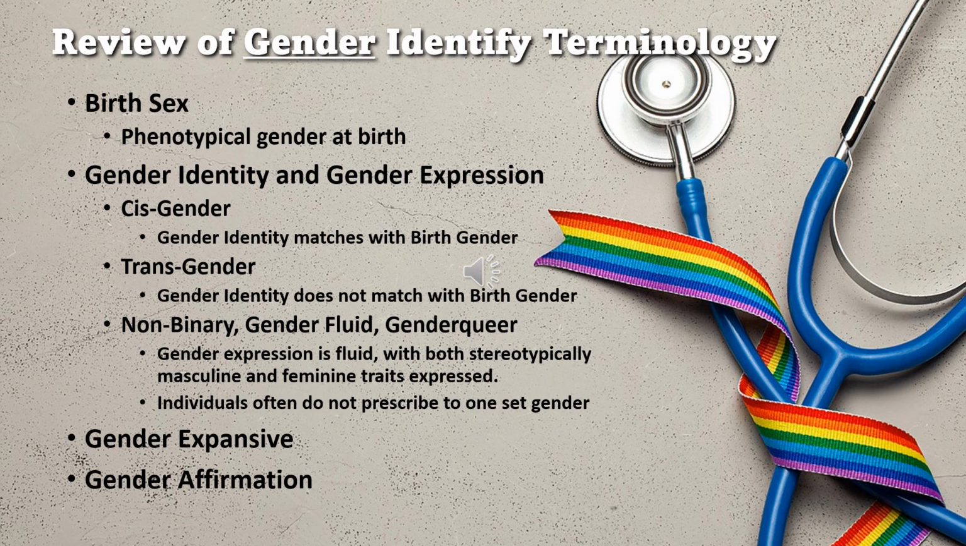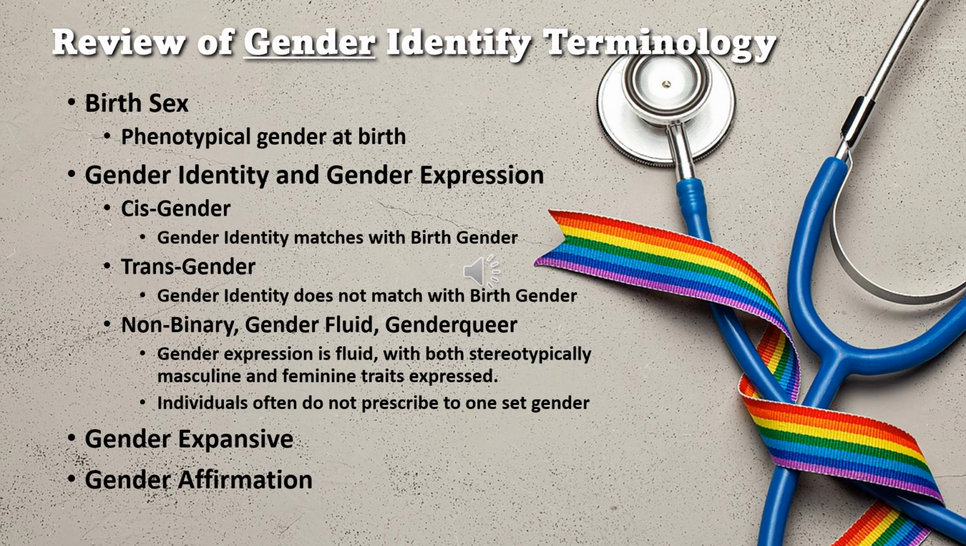First of all, a person's birth sex. This is the phenotypical gender at birth. So if a child is born with a penis, their birth sex is identified as a male. If they are born with a vagina, their birth sex is identified as a female. And of course, there are some exceptions, such as hermaphroditic babies being born as well. I'd also like to identify gender identity and gender expression.